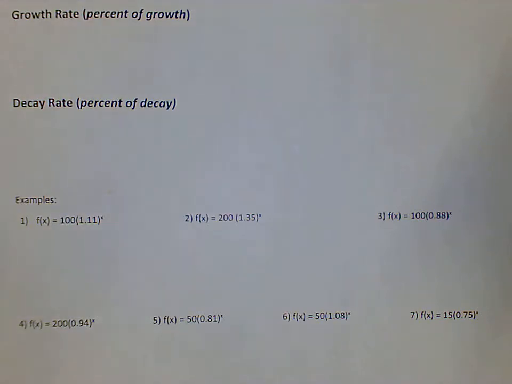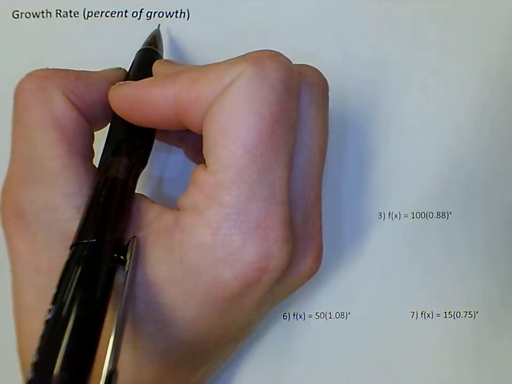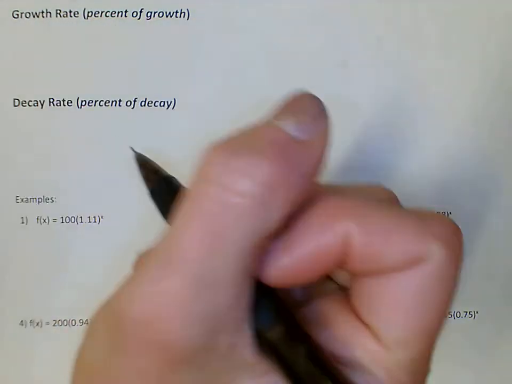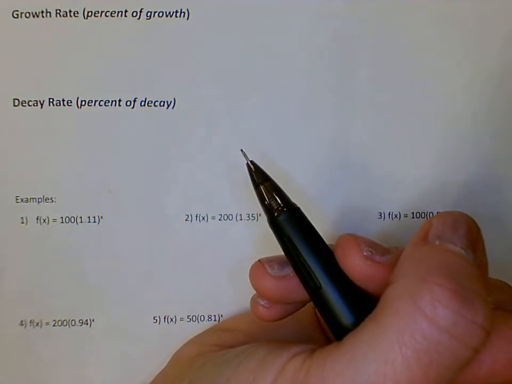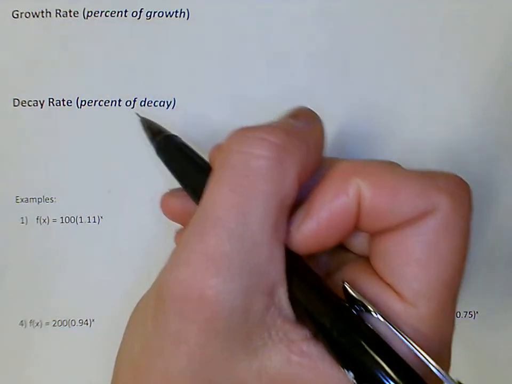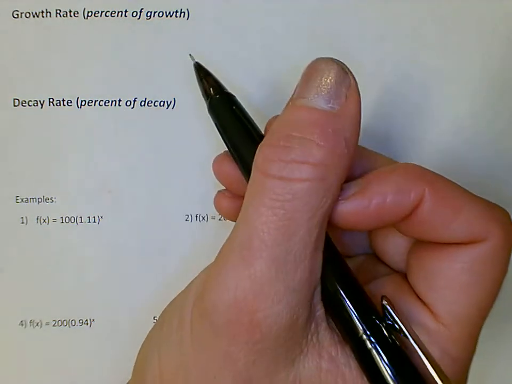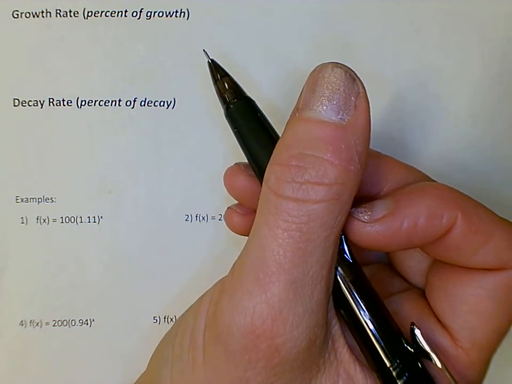And so the factor is what you multiply by. The rate is actually the percent that it's growing by each time, or it could be the percent that it's decaying. What percent of whatever it is is it gaining, or what percent is going away, okay? So now we're going to talk about how to look at the equation and find those two numbers, okay?